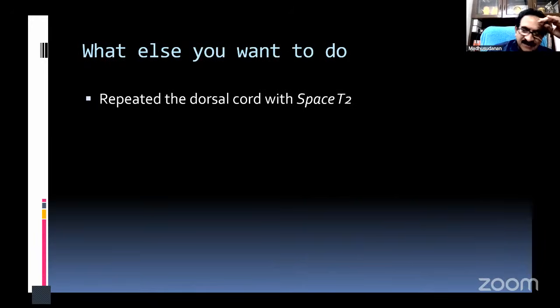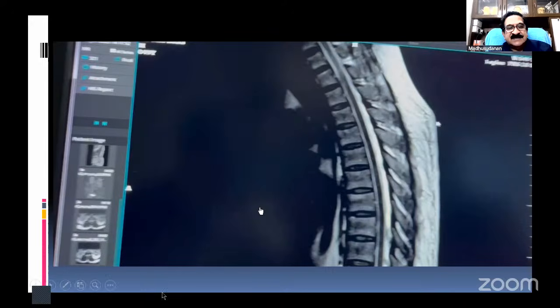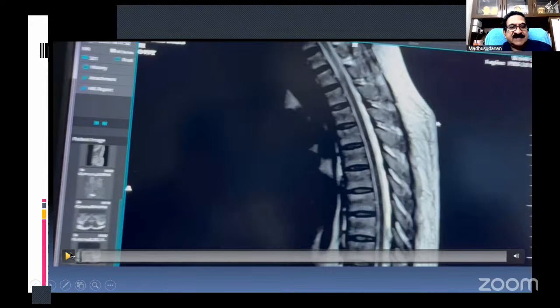In fact, I was asking the radiologist, there is some lesion. If I find some lesion to explain, I could not explain. So a thin-slice T2 of the dorsal spine was taken to find an abnormality. And this sequence showed some abnormalities. I will show you.